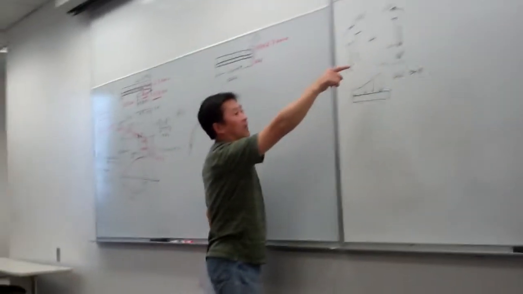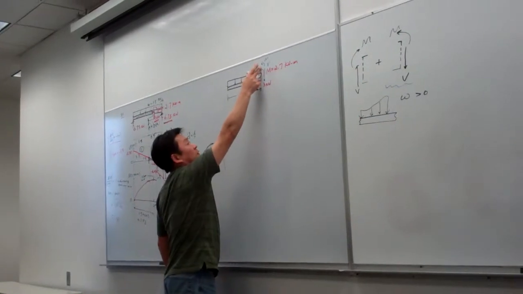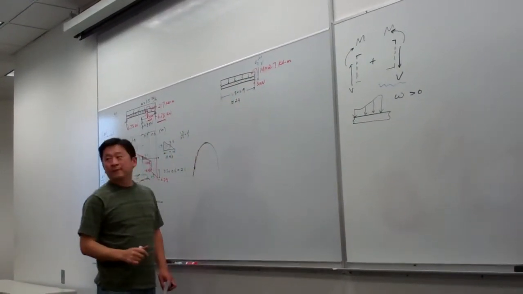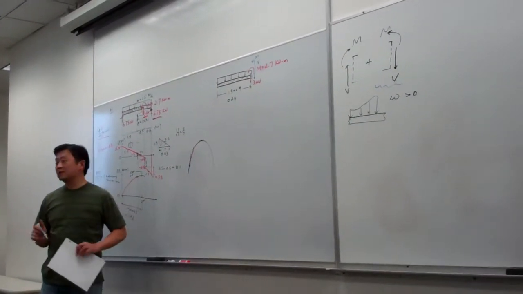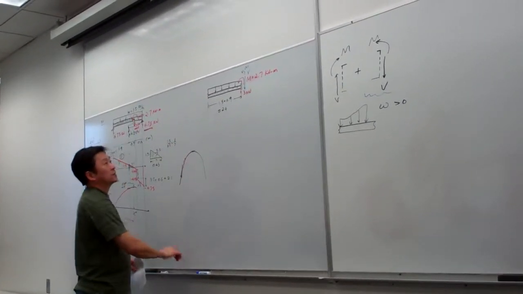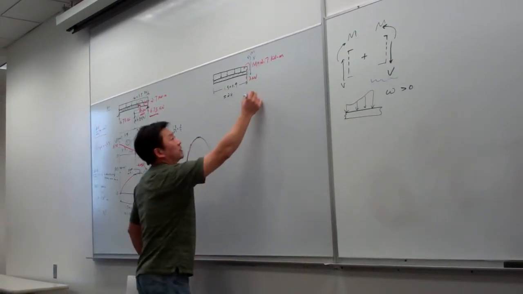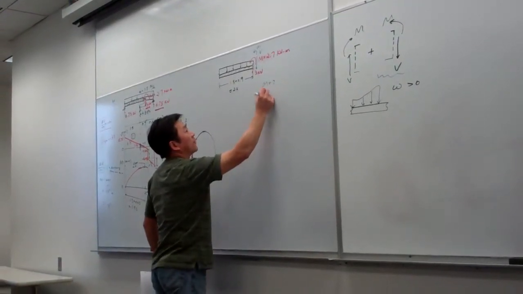So here I simply assume the force and the moment in terms of our sign. But you can assume either direction if you like. So now what we're looking for is: what is the value of M and what is the value of V.